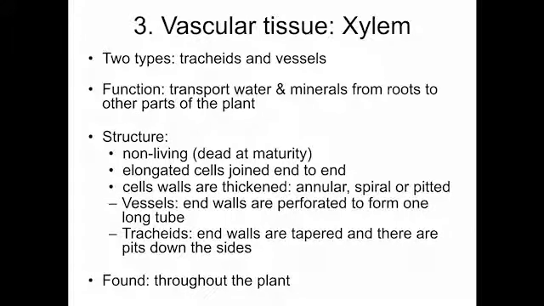When you have a tracheid, it's joined end to end, and I'll show you how that is now. It's sort of overlapped. When you have a vessel, it's literally just end to end. The thickening that you have, you get a variety of different types. The three most common types are annular, spiral, which is also called helical, and pitted. And obviously, because xylem is carrying water, you will find it everywhere in the plant.